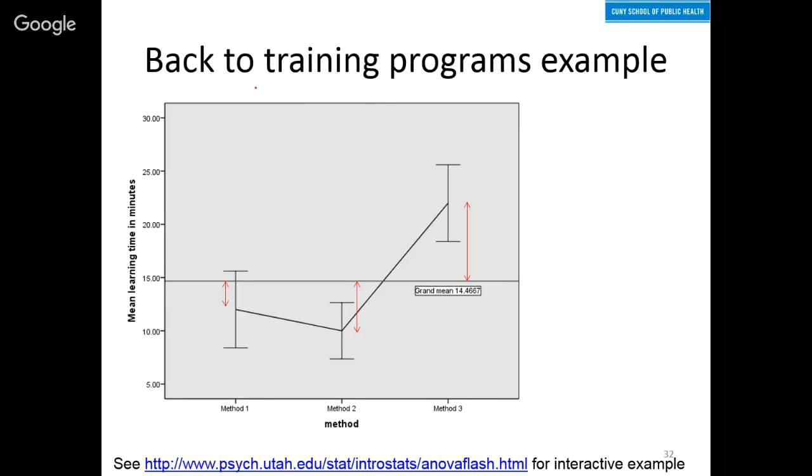Going back to this training programs example with the 2 groups that had fairly similar medians and the one that was fairly different, I've drawn on here the grand mean. This is the mean of all 9 observations, so that you can see on here the between groups variance. Whereas the within groups variances are sort of equivalent to the width of these boxes, the between group variances are each of the means minus this grand mean. And here you can see that this third one has a larger deviation from the grand mean than the other 2 do.